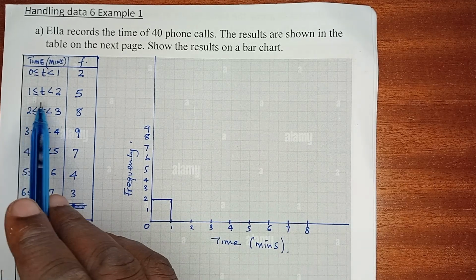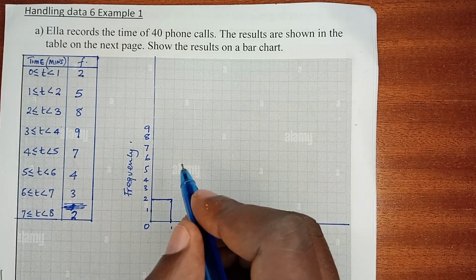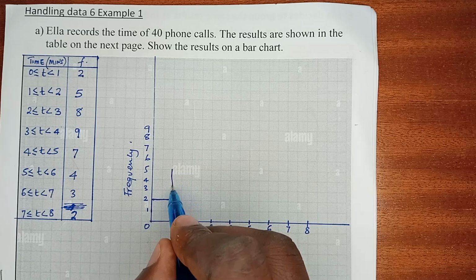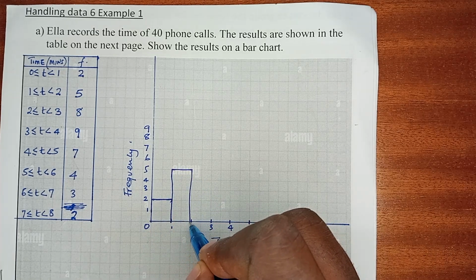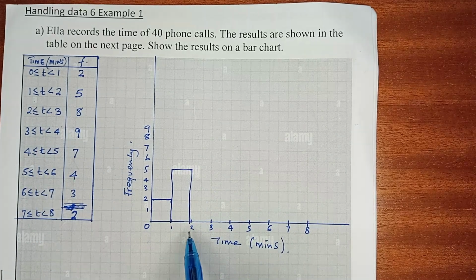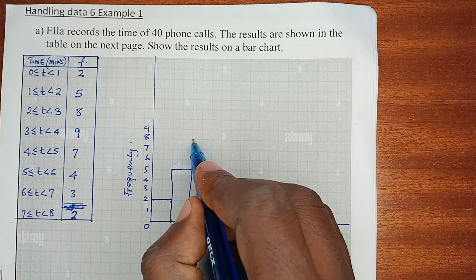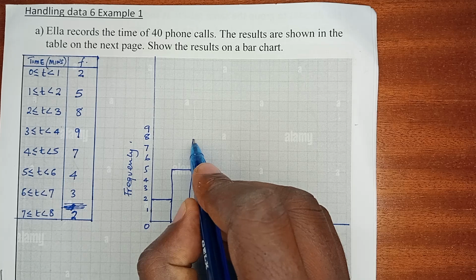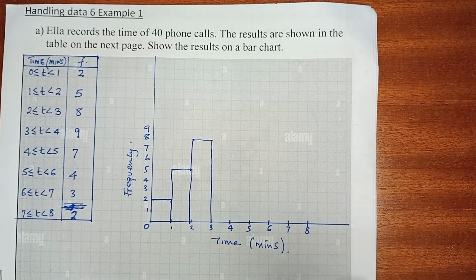And then 1 to 2 minutes, we have 5 calls, so we have that kind of a bar. And then 2 to 3 minutes, we have 8 calls. There we go. That is the bar we are talking about.